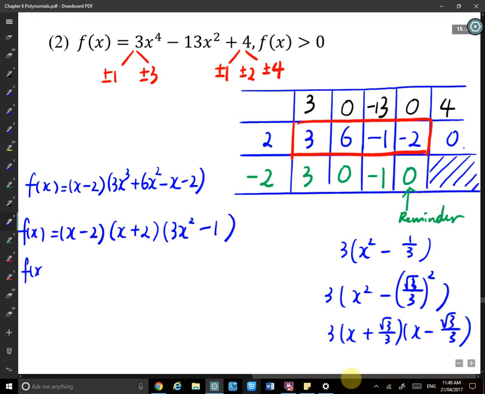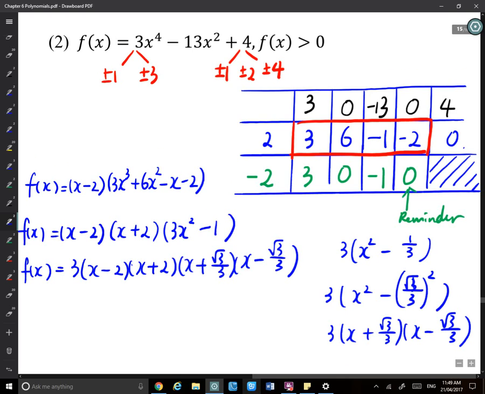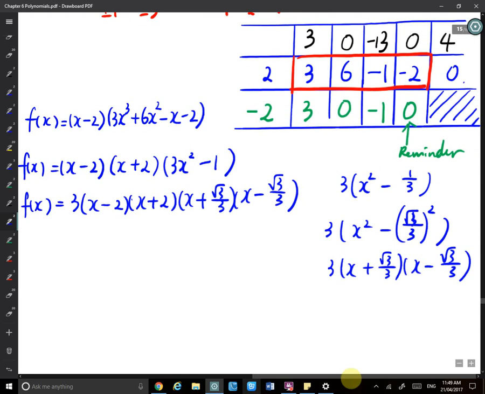So f(x) equals 3 times (x minus 2), (x plus 2), (x plus root 3 over 3), and (x minus root 3 over 3). Therefore, when f(x) equals 0, x will be plus minus 2, x will be plus minus root 3 over 3.